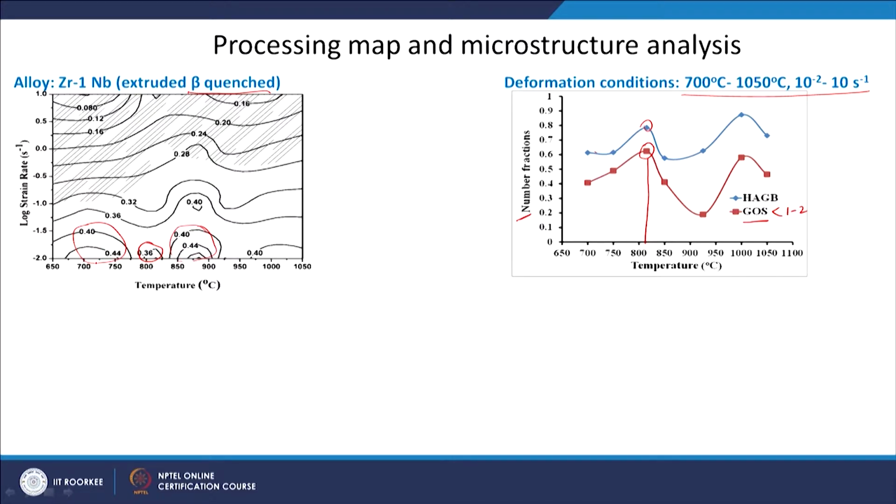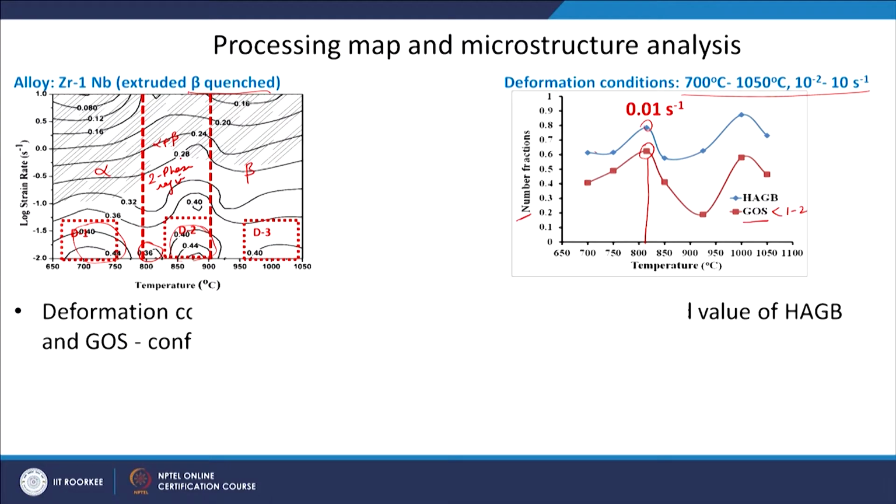So, somehow we feel that this is where we have the two phase region of this particular alloy. I have alpha phase here, beta phase here, and alpha plus beta here. Wherever this phase transition is taking place, this anomaly occurs, that I am not getting the high efficiency. And these are the three domains of high efficiency identified from the processing map.